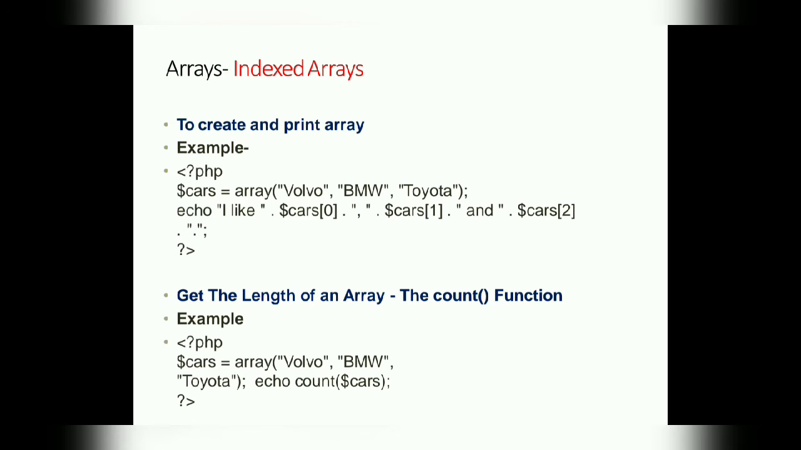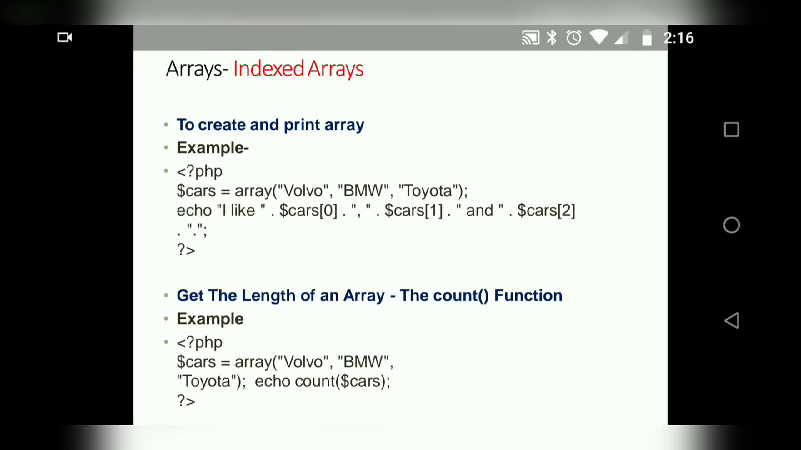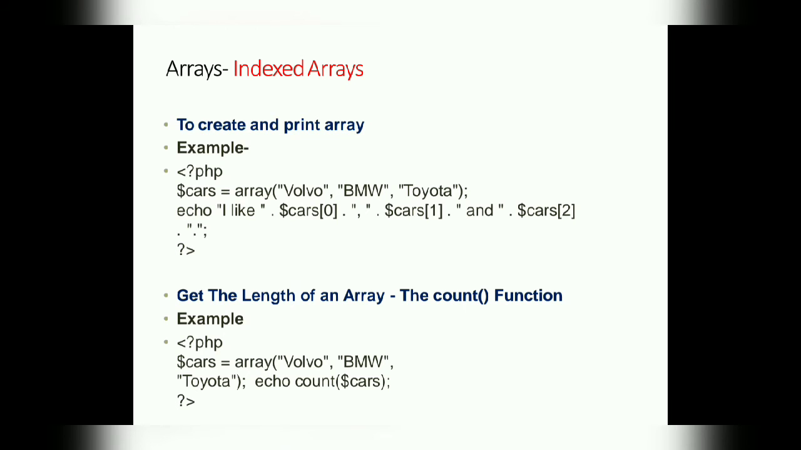Then to create and print an array, you take the example $cars equals array of Volvo, BMW and Toyota, and echo "I like " dot $cars of index 0, again dot, then a string in double quotes, dot $cars with index 1, that will hold the value BMW, again dot double quotes, and again dot $cars with index 2, dot double quotes close, and so on you can write. Okay, and that is the end of the script.